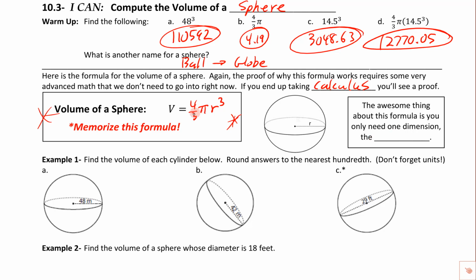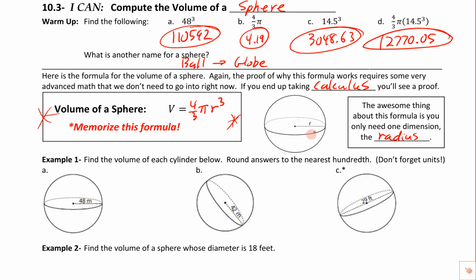The only thing that you need here, so notice the volume equals 4/3 pi. Those are all just numbers. The only thing you need is the radius. So even though it looks complicated, it's got a fraction in it, it's got cubing in it, it's actually the nicest one because all you need to know about a sphere is the radius. That will tell you how big it is. It tells you how far it goes in every dimension.